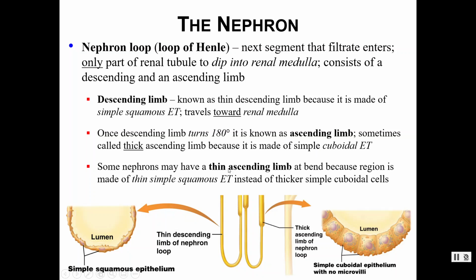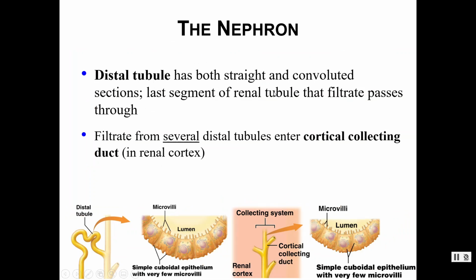That's okay. Some nephrons could have a thin ascending limb as well. That's not really going to be a major focus for us specifically. You might get to a later class or some particular program that you're in. They might make a bigger deal out of this, but honestly for us, this is really just the nephron loop or the loop of Henle.